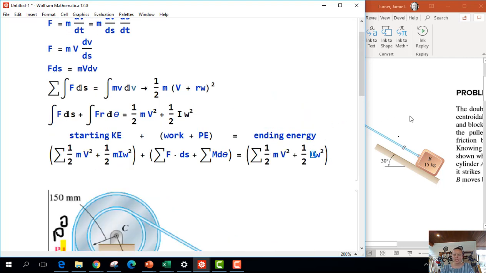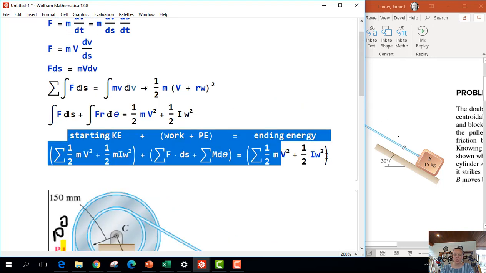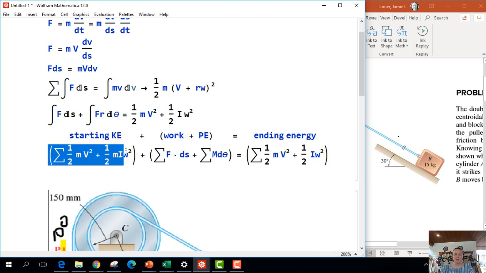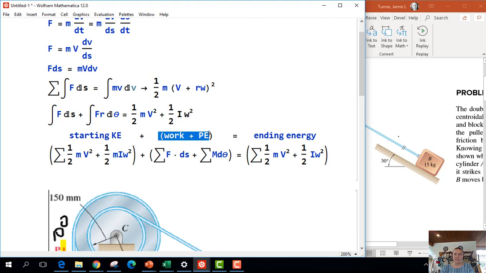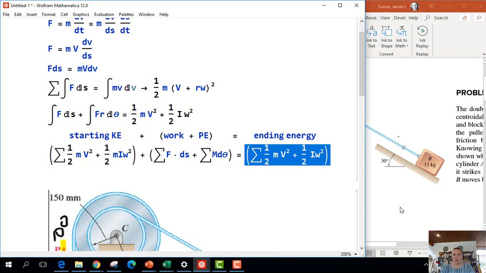Okay, starting energy. So let's walk through this huge energy balance equation. You have some starting motion, and then whether you call it work or change in potential energy, there's some sort of a force through a distance or moment through an angle that is going to change that energy. And then at some time in the future, you have some new energy.